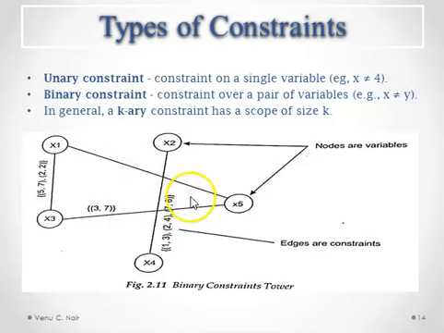So this is a representation of a binary constraint because we are taking into account only two variables at a time for a constraint. Here we are taking only x1 and x3. Here we are taking only x3 and x5. And here it is x2 and x4. So only two variables are being considered for formulating the constraints.